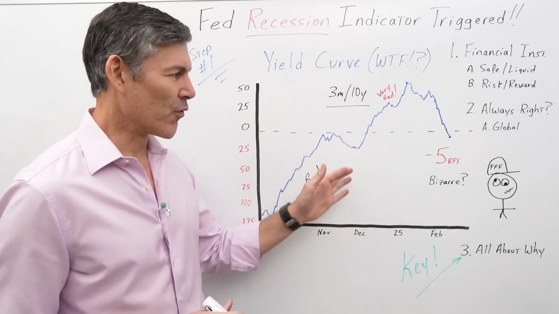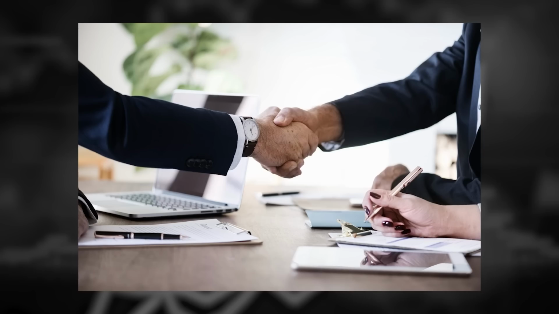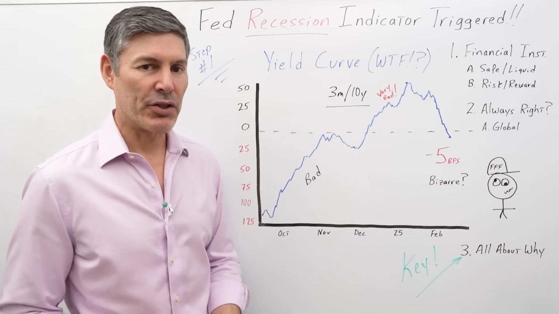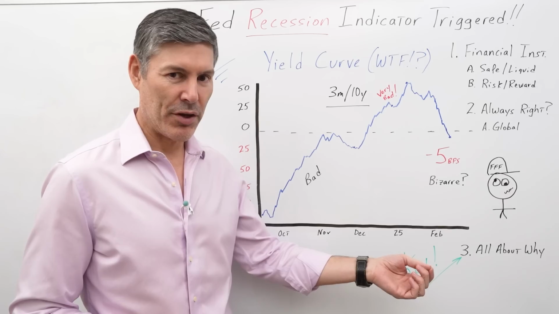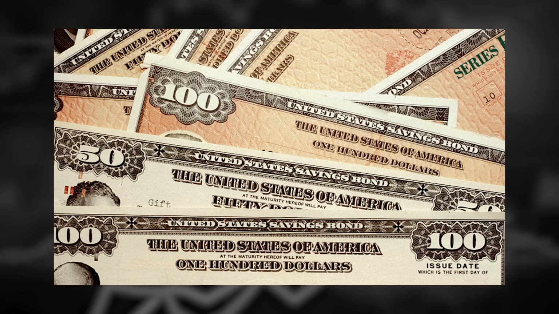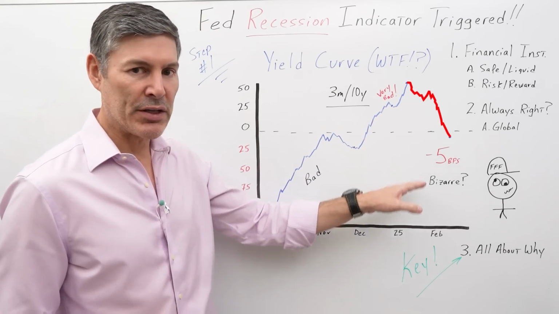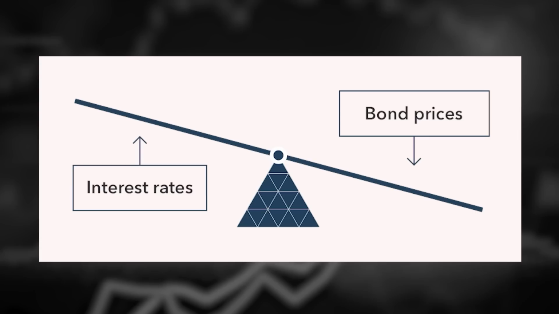Because this is just a visual representation of prices and what the buyers and the sellers in the Treasury market are actually doing. But we've got to think through why they're doing what they're doing. Why are they buying so many 10-year Treasuries that brings the interest rate down? Remember, there's an inverse relationship between the price of the Treasury and the actual yield.